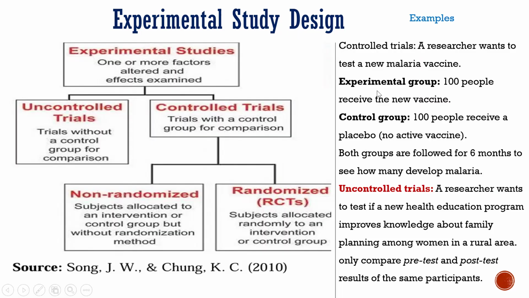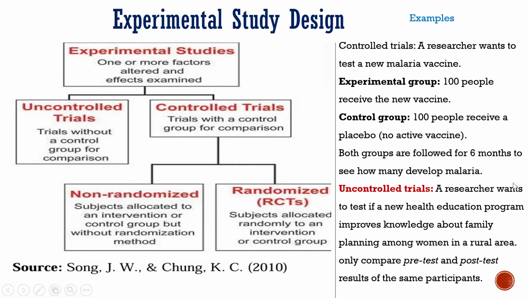Both the experimental group and the control group are followed for some time, let's say 6 months, to see how many people will develop malaria. The control group helps you observe whether the intervention you are giving is working or not, or whether it's the same as when people are not exposed to this vaccine. Do you get? Okay, so let's talk about an uncontrolled trial example now.